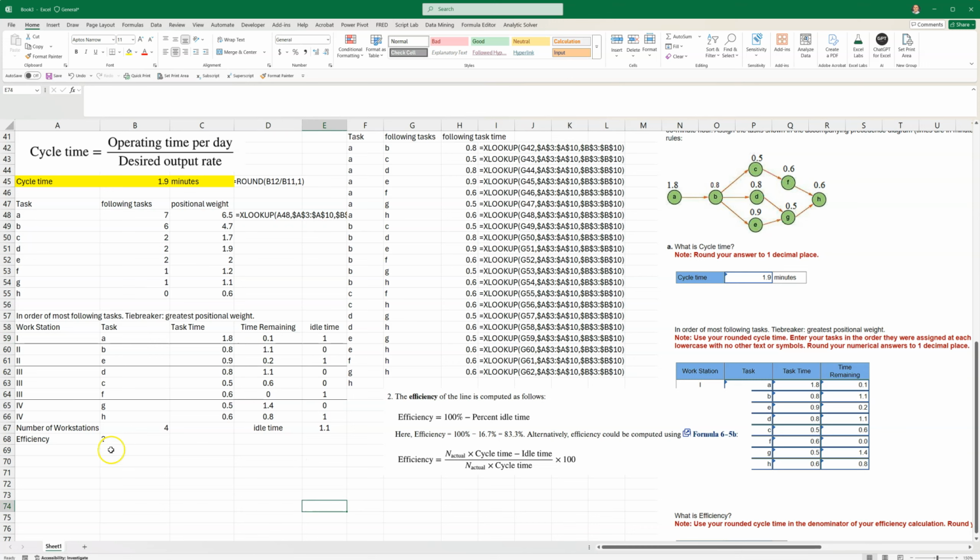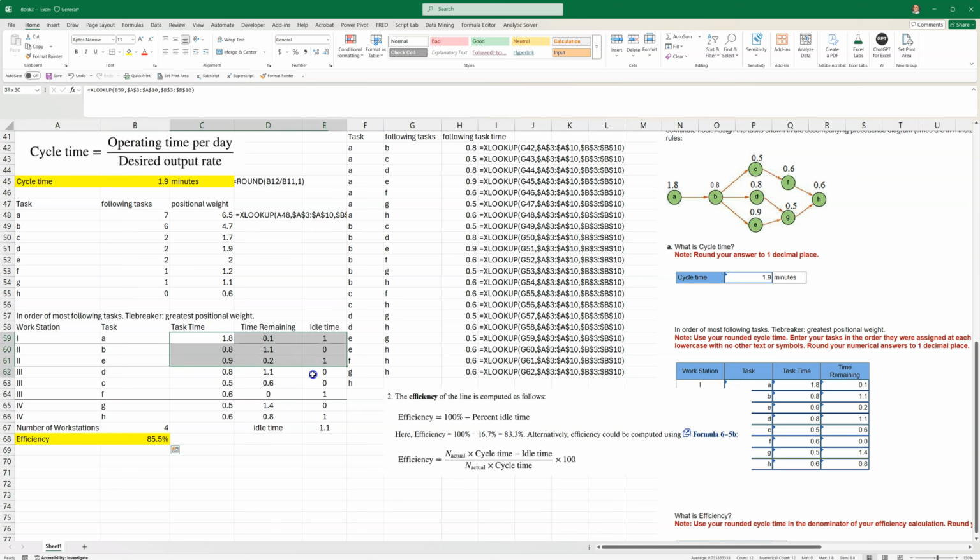All right. So now let's go ahead and do this again. So equals parentheses, the actual number of workstations times the cycle time minus the idle time, and then close the parentheses. In the denominator, it's the number of workstations times the cycle time. And we hit enter. You get 85. And let's just make that percent. Take it out a couple places. So that's the answer to that.